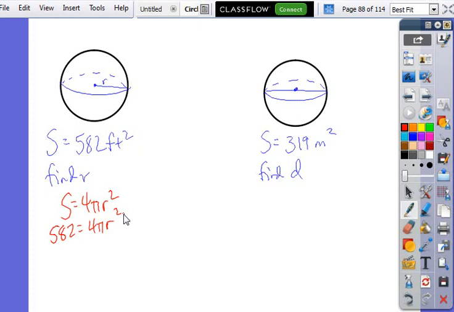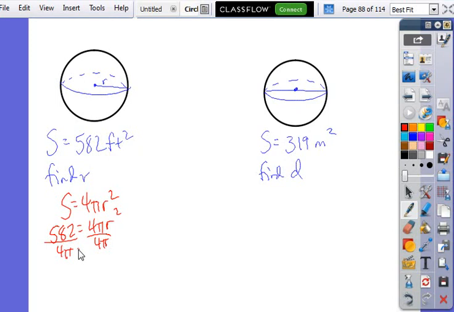Well, I divided by pi the last time. So now I'm going to divide by 4 pi. And like I told y'all last time, if you do this as a fraction, you're okay. If you do it with the division button, the 4 pi has to be in parentheses or it's going to be wrong every time. All right, so what is 582 over 4 pi?